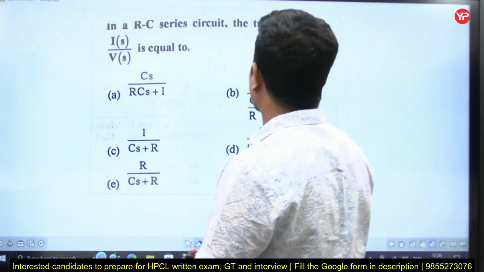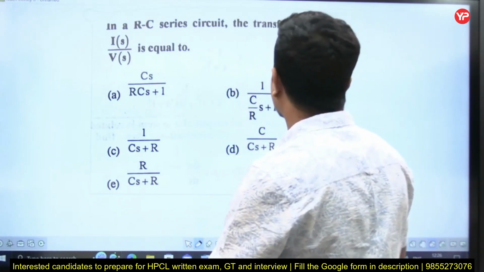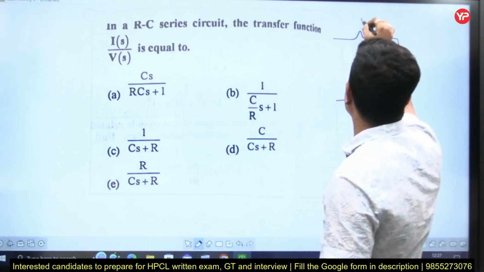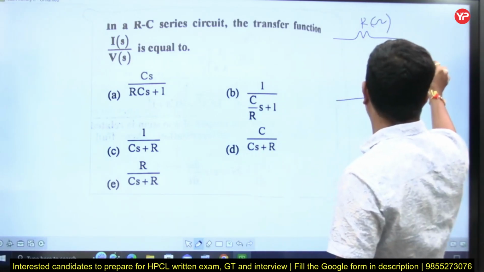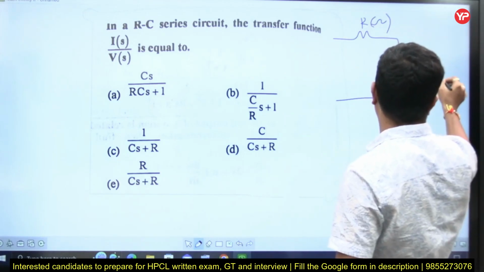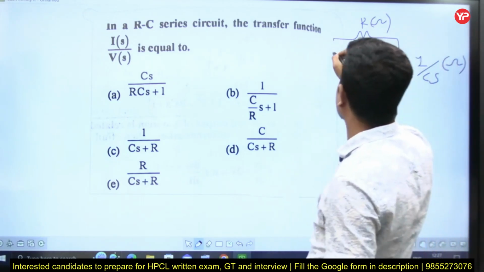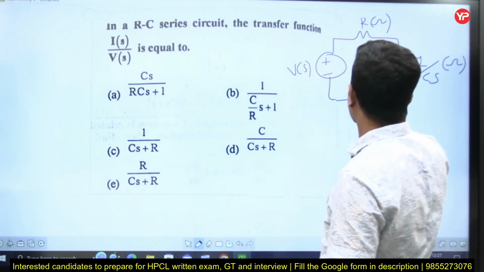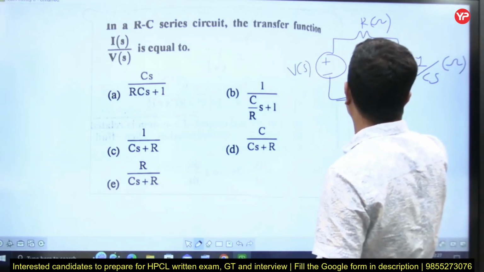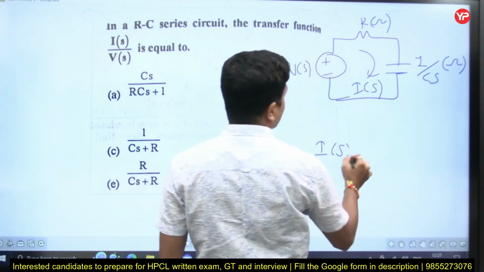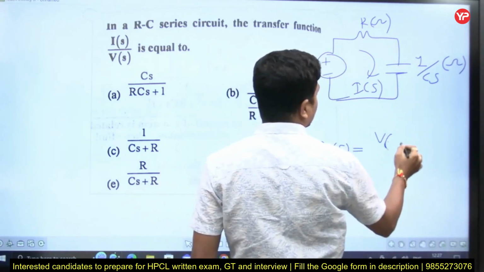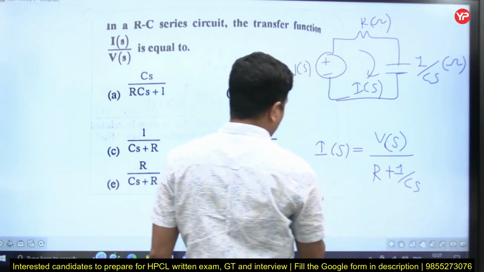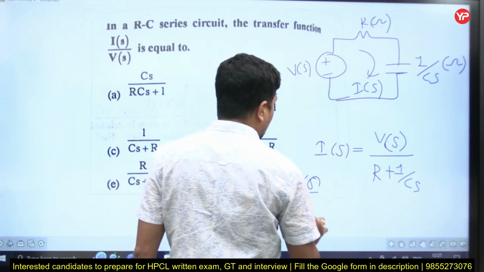In an RC series circuit, the transfer function I(s)/V(s) is asked. Series RC: this is R in ohms. Just now I told you that a capacitor in the S domain is represented as 1/Cs in ohms. Let's take V(s) as the voltage. Now the current in the circuit is I(s). Simply, current I(s) is equal to V(s) divided by the impedance, that is R plus 1/Cs.